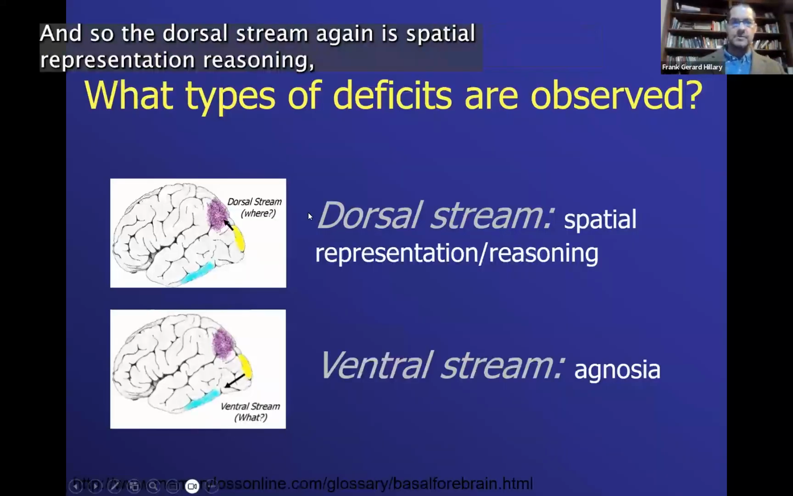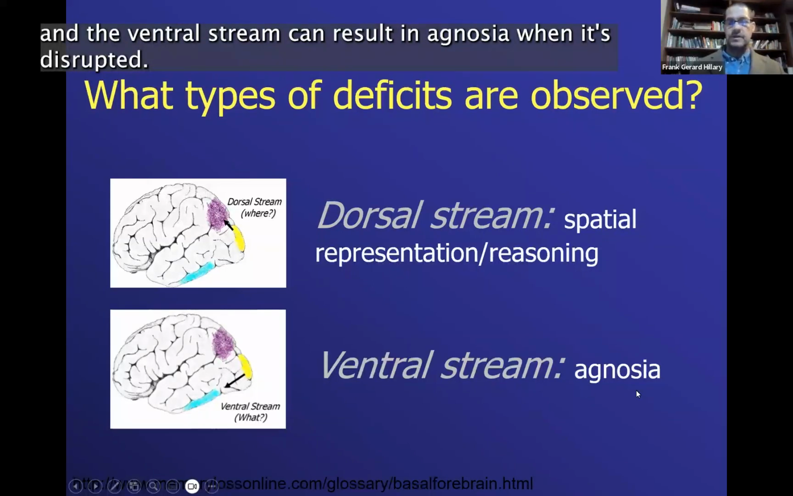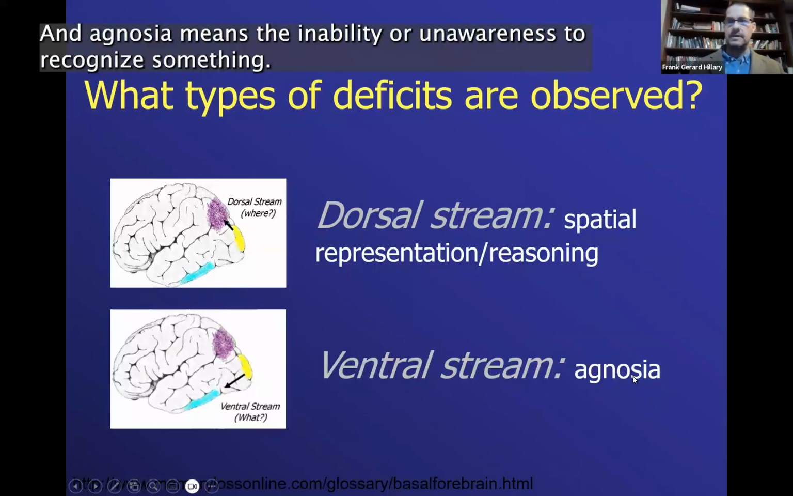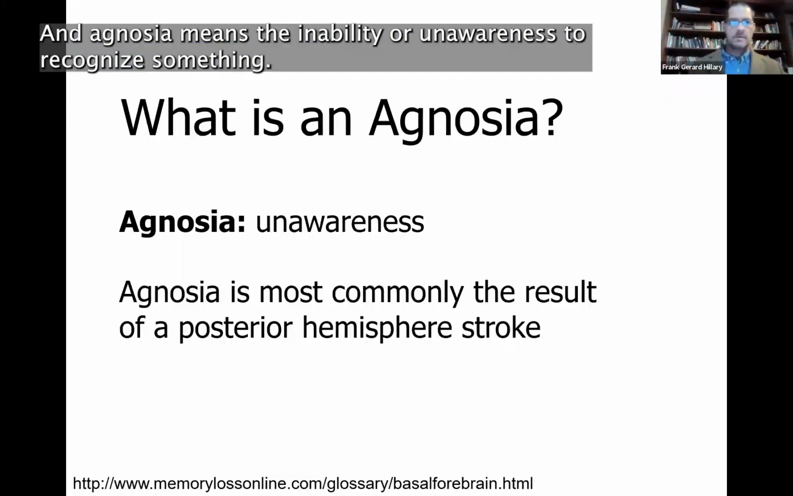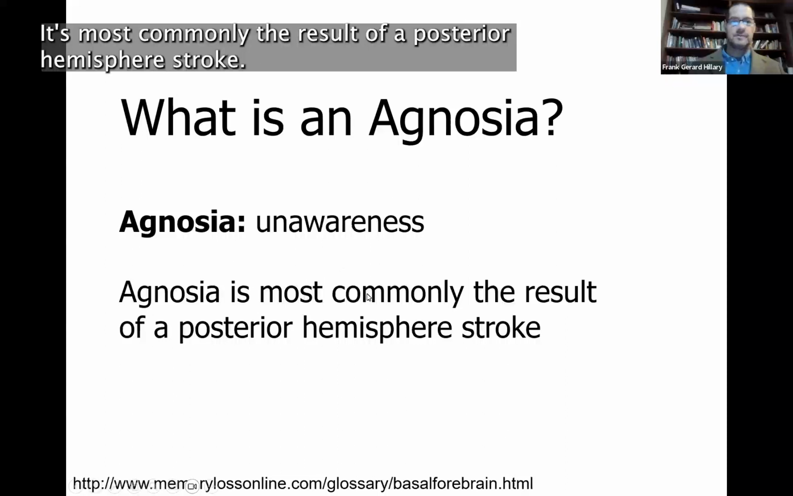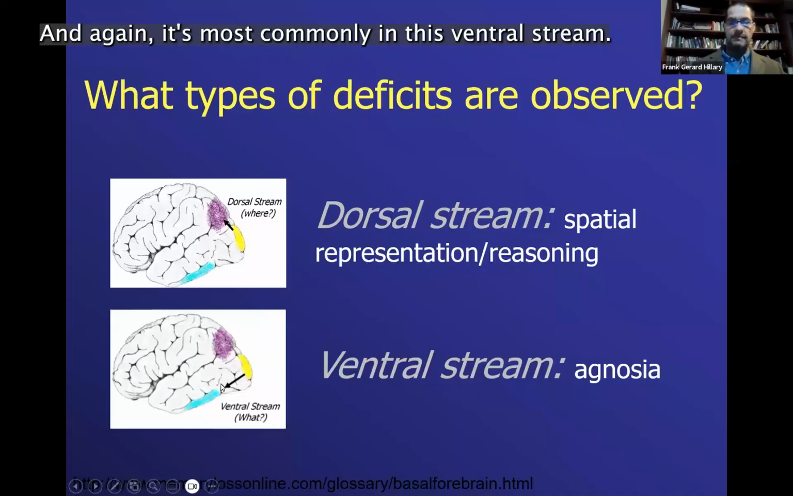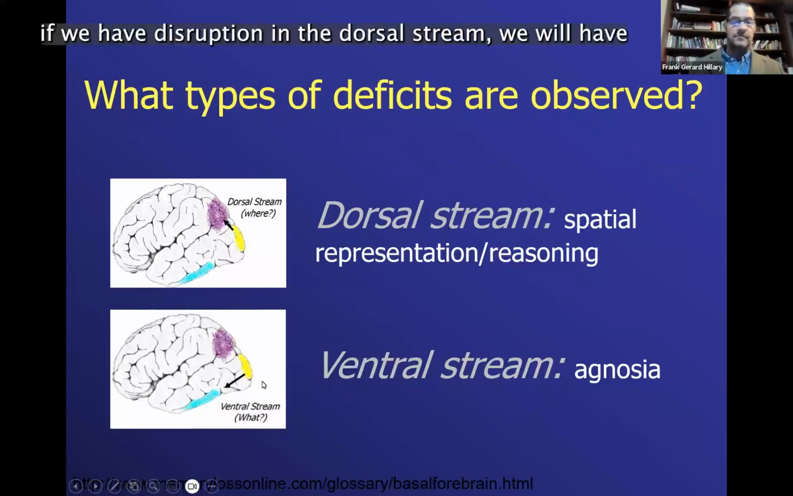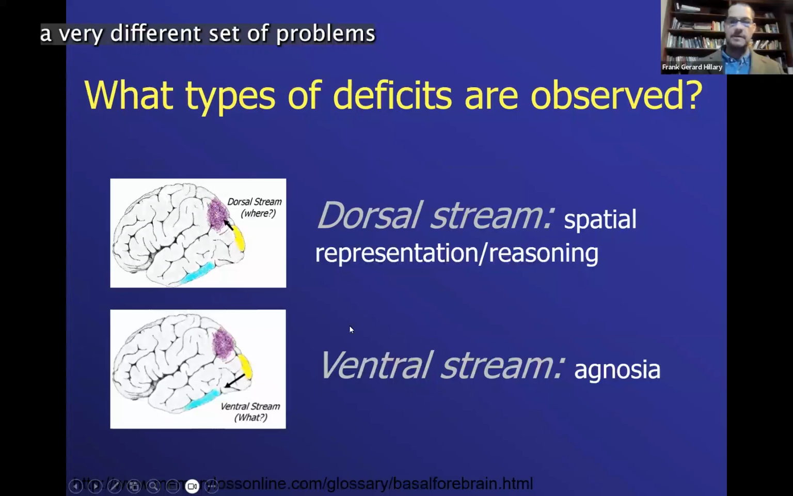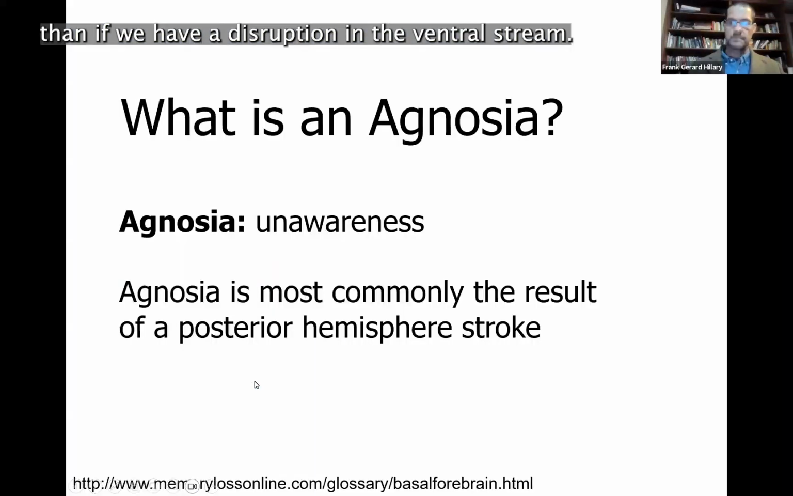And so the dorsal stream, again, is spatial representation and reasoning, and the ventral stream can result in agnosia when it's disrupted. Agnosia means the inability, the unawareness, to recognize something. This unawareness is most commonly the result of a posterior hemisphere stroke, and again, most commonly in the ventral stream. If we have disruption in the dorsal stream, we will have a very different set of problems than if we have a disruption in the ventral stream.